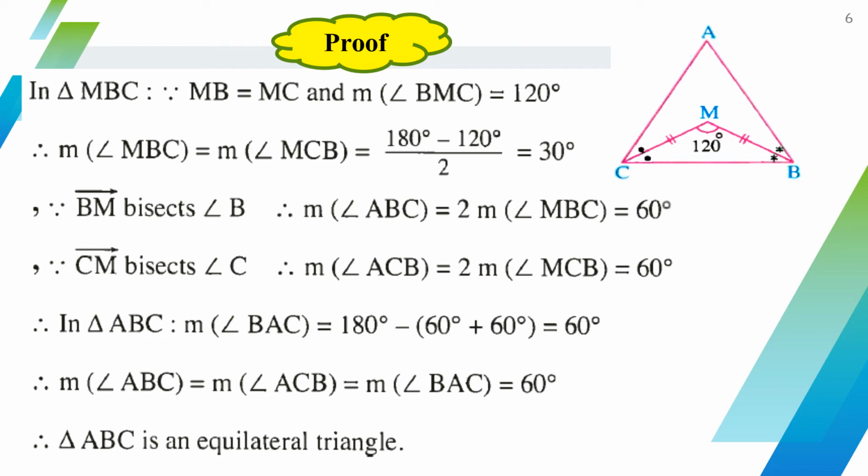So in triangle ABC, the measure of angle BAC equals 180 minus (60 plus 60), which is equal to 60 degrees. Then we can deduce the measure of angle ABC equals the measure of angle ACB equals the measure of angle BAC, which is equal to 60. Then triangle ABC is an equilateral triangle.